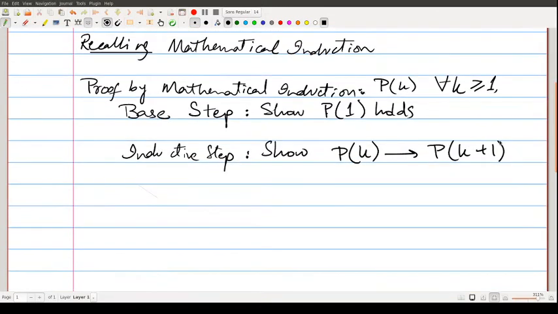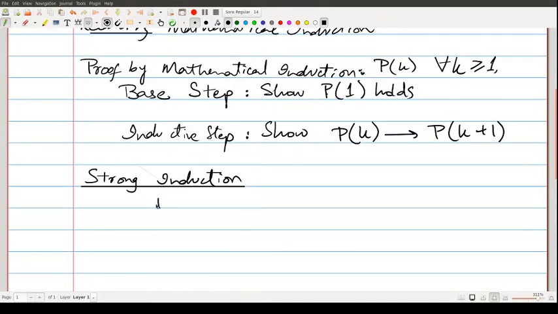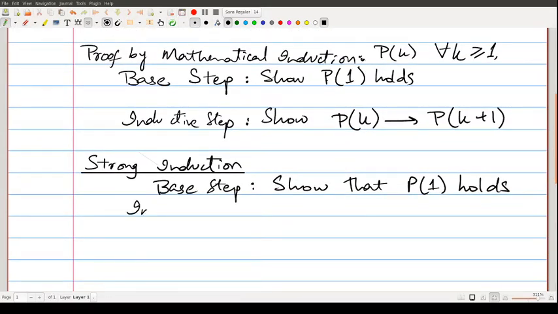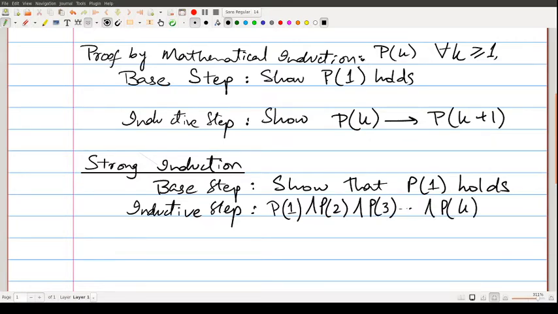And so now for today we are going to do strong induction, and the idea is essentially the same, except the base step is exactly the same, that is, we show that P1 holds or whatever you have. But the inductive step is slightly different. In the inductive step, you don't show that the truth of pk implies the truth of pk plus 1. What you do is you assume p1 and p2 and p3 dot dot dot up until pk, and you say that if I assume that the statement holds for all values from 1 to k, then it implies that pk plus 1 is true.